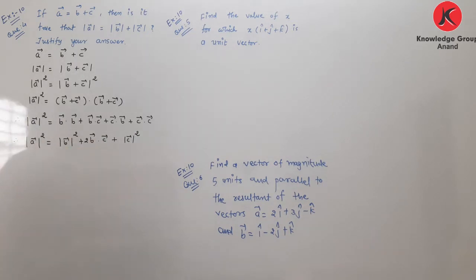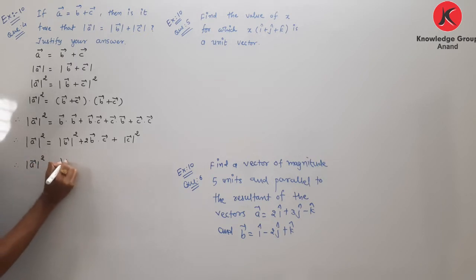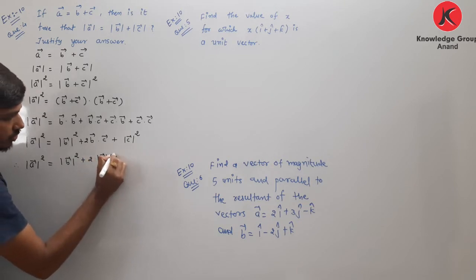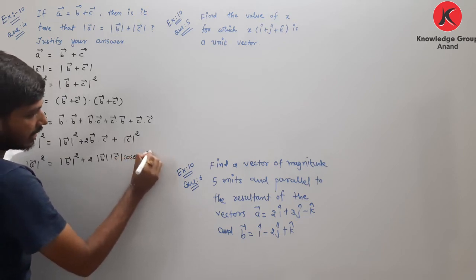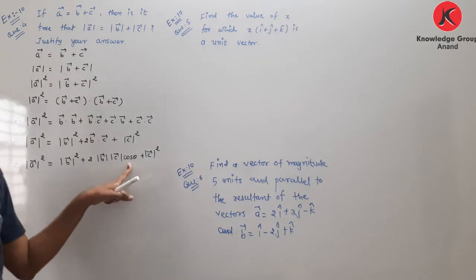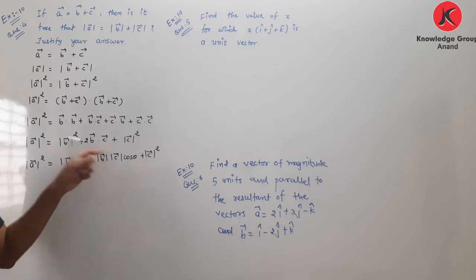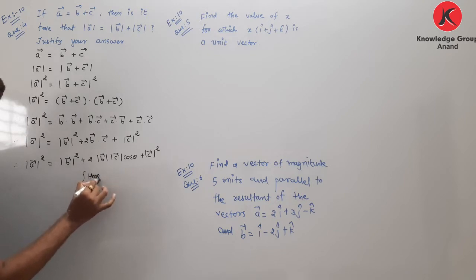Now, we know that B bar dot C bar, the dot product of any two vectors, can be written as magnitude of A square equals magnitude of B square plus 2 times magnitude of B into magnitude of C into cos theta plus magnitude of vector C square. Here theta is the angle between vector B and C. If I am taking cos theta equals 1, that is when theta equals 0 degree.